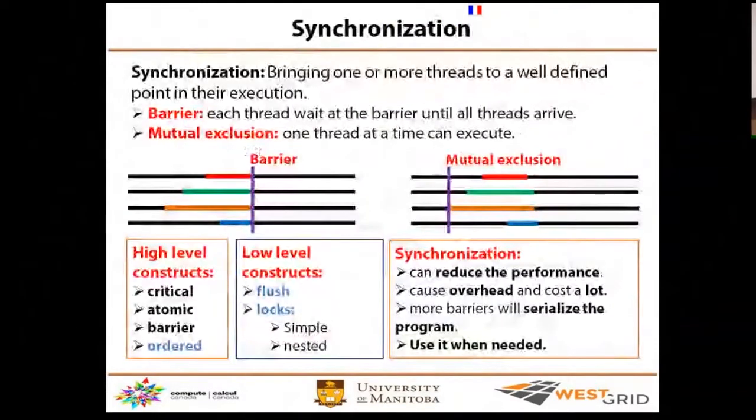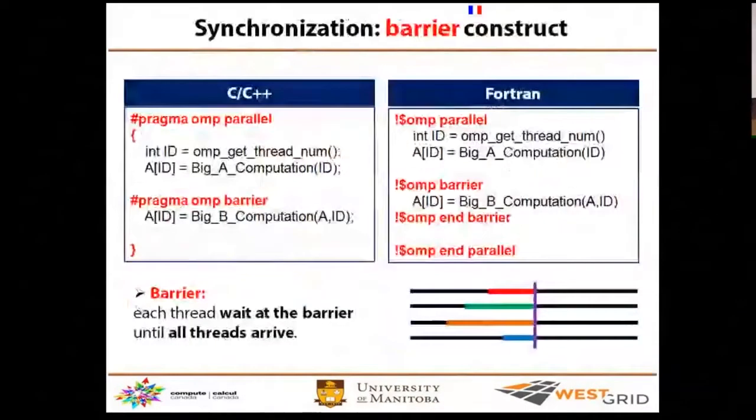So barrier. For example, you have this parallel region. Then put pragma OMP barrier. So I will tell each thread to wait. For example, the first thread finishes this portion of the code and arrives here, and it will wait until the others finish to continue further.